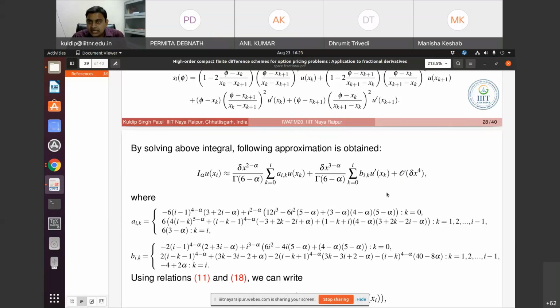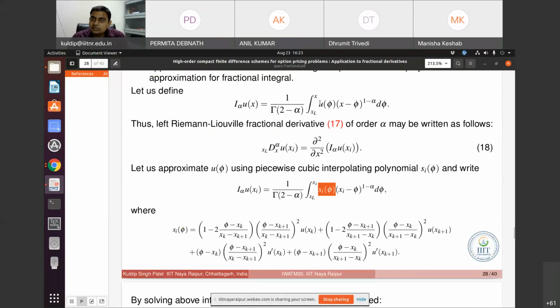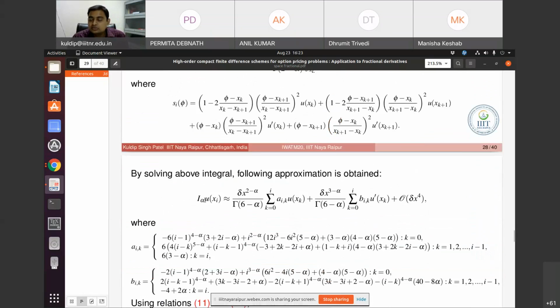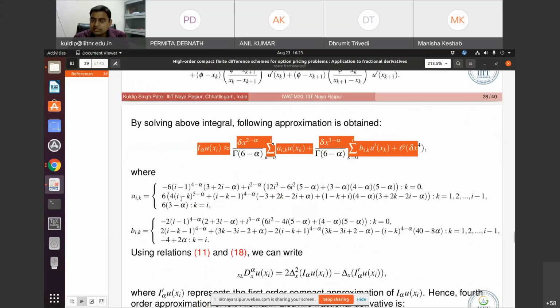So finally, two approximations we have incorporated. First is for u, that is S_I phi, instead of u, this is S_I phi. Please make it clear. And one is for integration. But still we are only having, so this is again a good result, I can say. This is a fourth order approximation for the fractional integral. This we usually call the fractional integral. So this is the fourth order accurate approximation for the fractional integral, but this is not done for us, right?